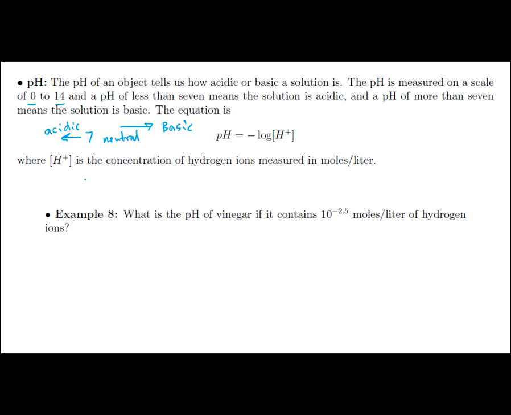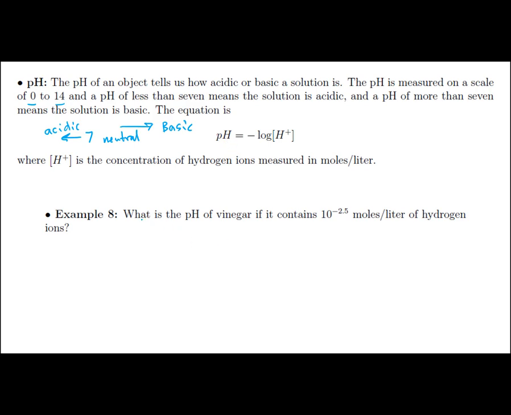Okay, and what it is, it's a measure of the concentration of hydrogen ions floating around in a substance, right? Those of you who have had chemistry, this whole idea is pretty familiar. If you haven't had chemistry, just think of little hydrogen ions floating around in a substance, and that is going to tell you how acidic or basic it is. So this is the formula that gives us the pH scale.